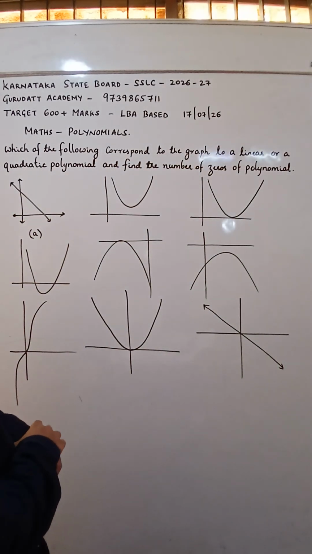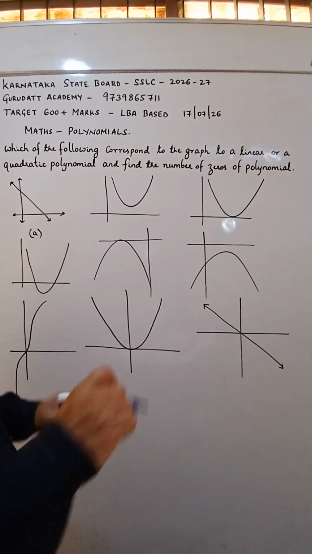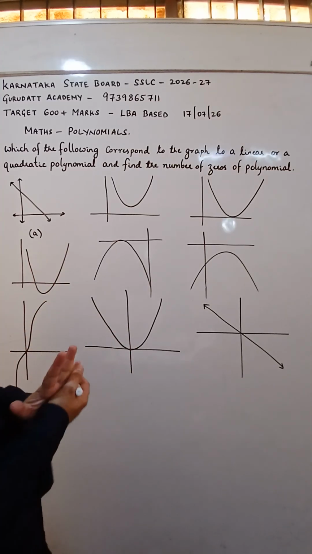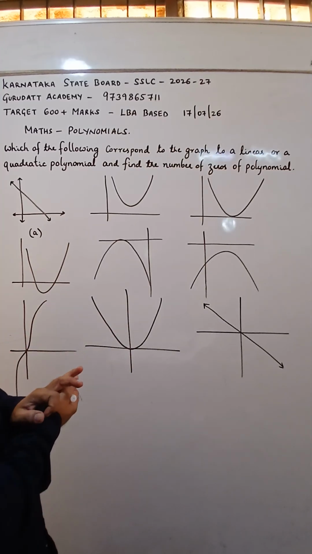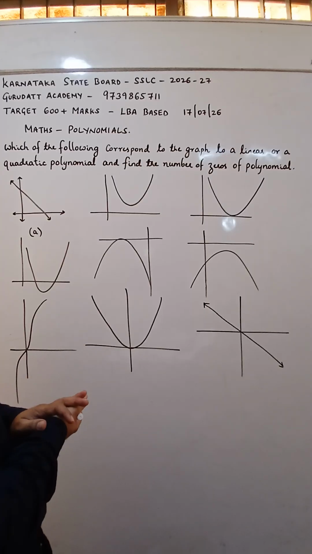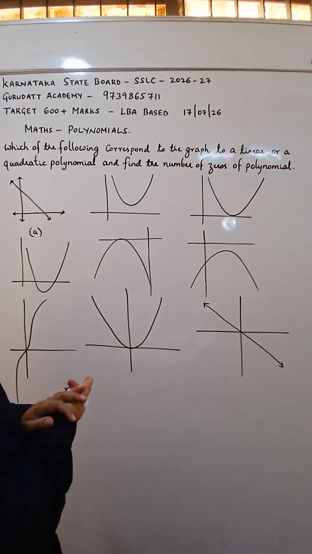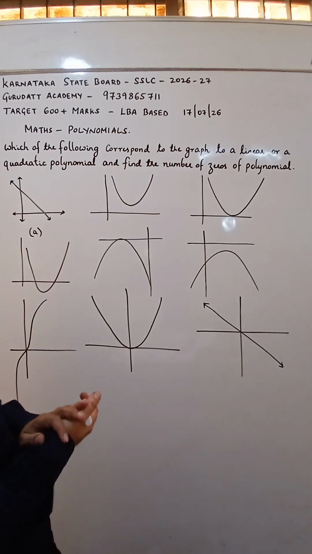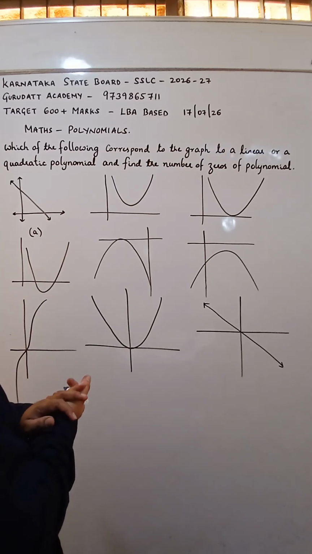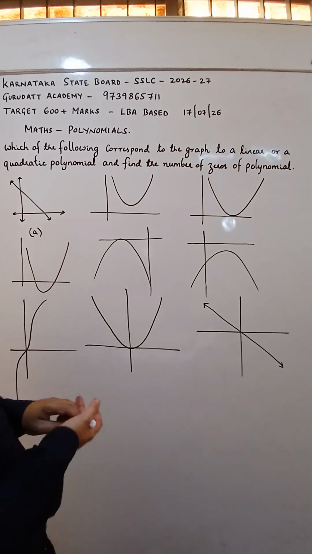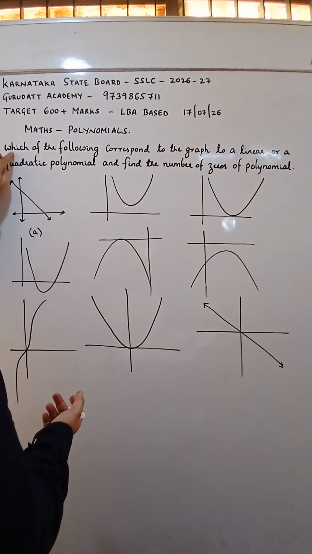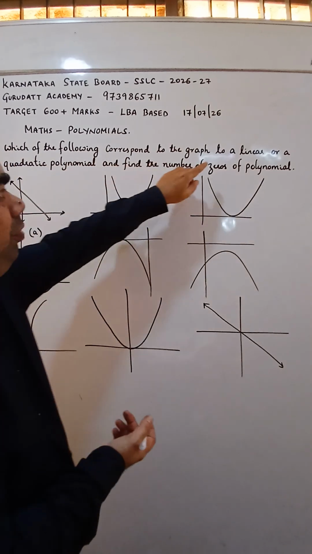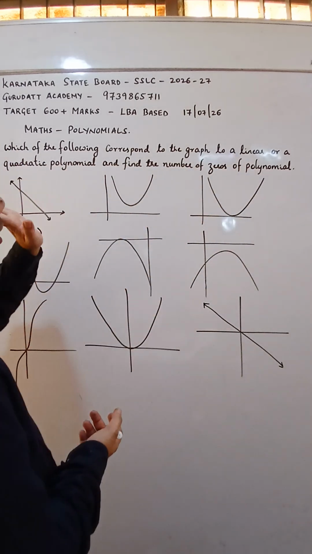So this is a little introduction for you. I have picked 9 different kinds of simple graphs in order to describe the nature of polynomials and their graphical representations. Which of the following correspond to the graph of a linear or a quadratic polynomial?